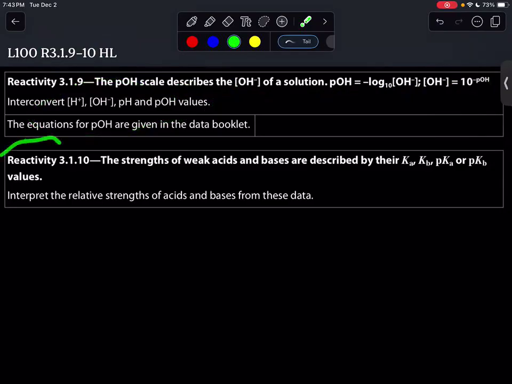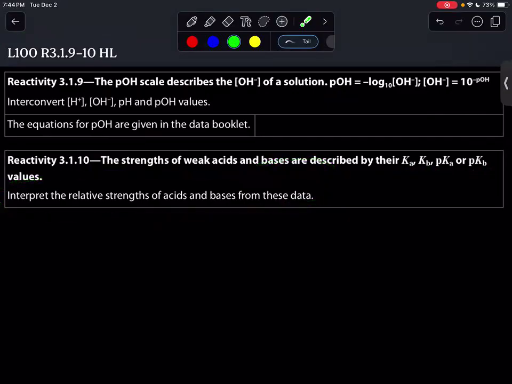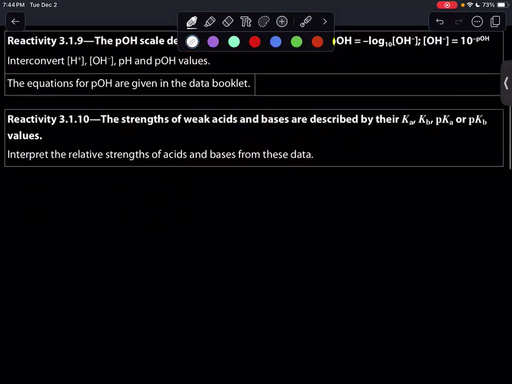All right. The reactivity for 3.1.10 is the strengths of weak acids and bases that are described by their Ka, Kb, pKa, or pKb values. And we should be able to interpret relative strength of acids and bases from this data. So these are the two topics we're covering today. They're both short in their own respect.